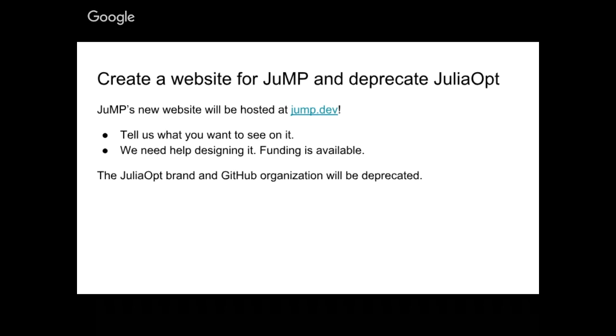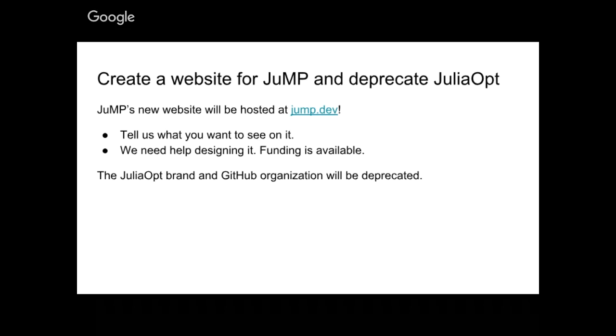Okay, so for creating a website for JuMP and JuliaOpt, we were lucky to grab a nice new domain name, JuMP.dev. As you know, JuMP is a very common word. So the .dev domain came up a few weeks ago, so we grabbed that very quickly. So I'll ask, please tell us what you want to see on it. This is a website for everyone. We'd like to know what's useful information. I don't have the best perspective on what someone who has never used JuMP before would want to see, because I'm not really in that position. We'd like to hear your feedback. We also need some help designing it. So if you're a web designer or have a friend, put them in touch with us, and we have some funding to make that happen.